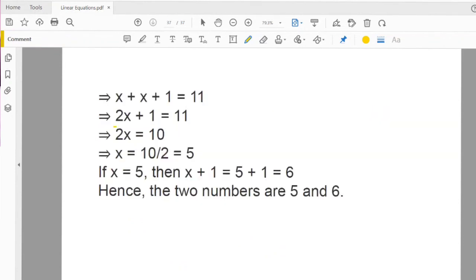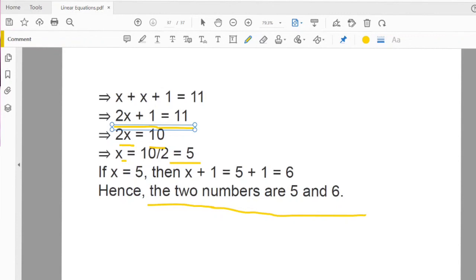See, this is the equation that we have got. Now plus 1 will go to the other side of the equals and it will become minus 1. So 11 minus 1 will become 10. 2x will remain as it is, and then the multiplication by 2 will go to the opposite side of the equals and become division by 2, and we will get x equals 5 as the answer. x equals 5, x plus 1 equals 5 plus 1, that is 6. So the two numbers are basically 5 and 6.